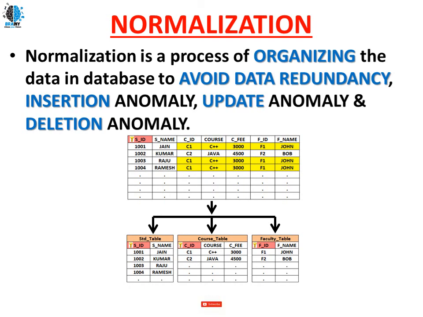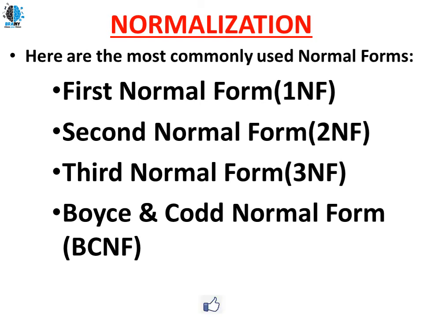Now let's see how many different types we have. Here are the different types of normalization that we will be commonly using. First is first normal form, next second normal form, third normal form, and fourth we have Boyce-Codd normal form. So 1NF, 2NF, 3NF, BCNF. All these are the different normal forms we'll be having. In coming videos, I will talk in more detail about all these types of normal forms.